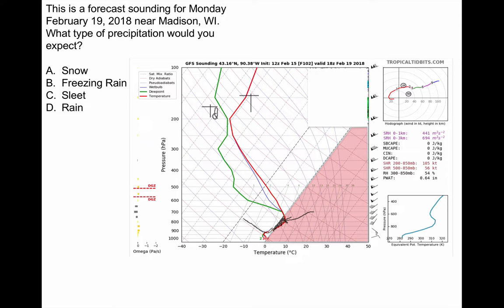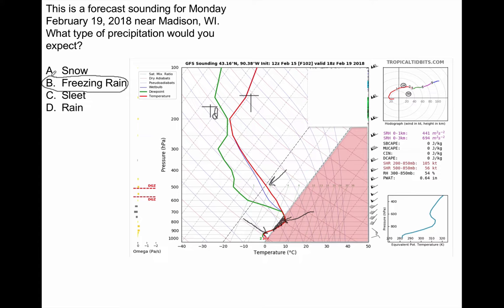And then down here, a surface sub-freezing layer. Do you see the sandwich effect? Below freezing above, melting layer in between, and the surface sub-freezing layer near the surface. That's right. Madison, Wisconsin on this day will be getting freezing rain.